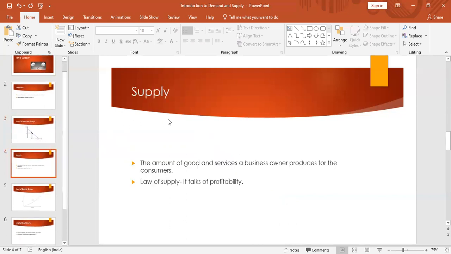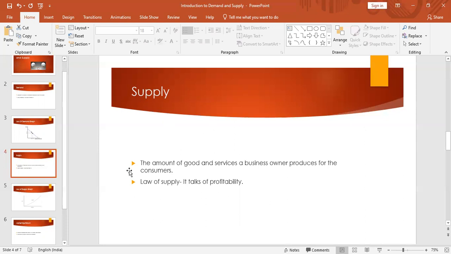Now let's go to supply. Supply is the amount of goods and services a business owner produces for the customers. Supply is from the supplier's perspective and it is based on profitability. That means, let's take the farmer's view, it is not profitable to set a low price. If the price is increased, the quantity supplied will also increase.